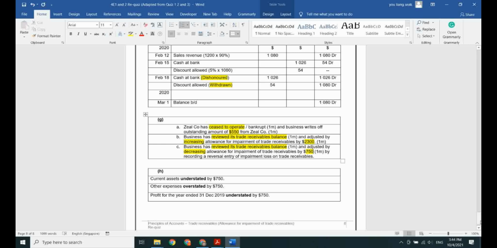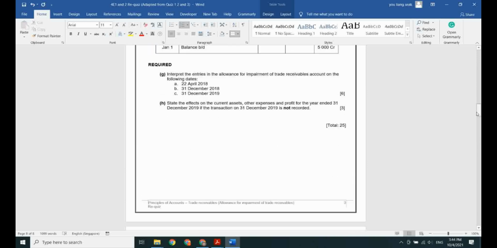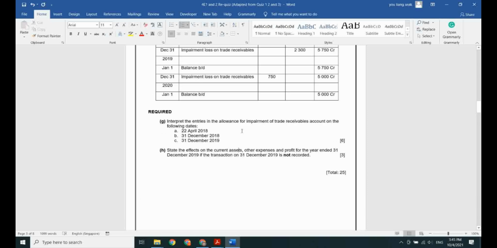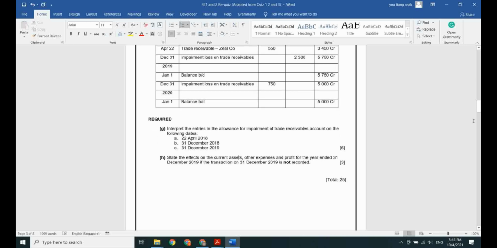Now shall we move on to 1H, the last question that offers 3 marks. State the effects on current assets, other expenses, and profit. We know that current assets are affected because allowance for impairment loss on trade receivables is an OPA account and is paired to trade receivables. Other expenses is due to the impairment loss on trade receivables, and then profit.